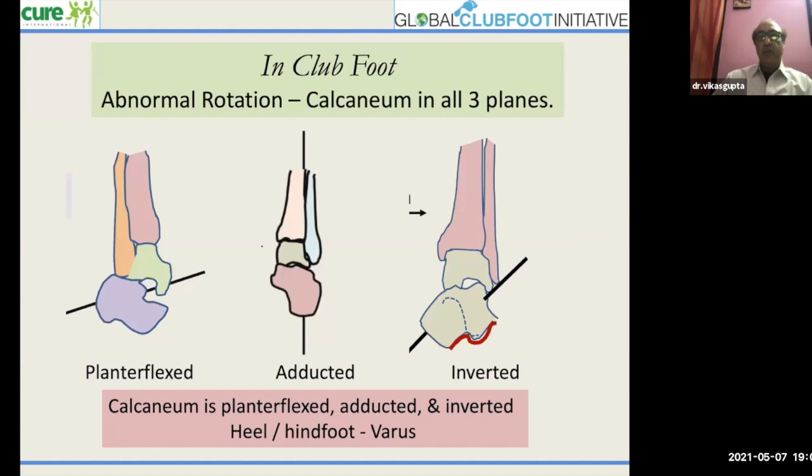So in clubfoot, the calcaneum is rotated in all the three planes. This is the crux of clubfoot. Remember, the calcaneum is plantar flexed in the sagittal plane, adducted in the transverse plane, and inverted in the coronal plane. So the calcaneum is plantar flexed, adducted, and inverted. As a result, the hind foot goes into varus. So the hind foot has a varus deformity due to these. So clubfoot is a three-dimensional deformity. The subtalar joint has this three-dimensional deformity.